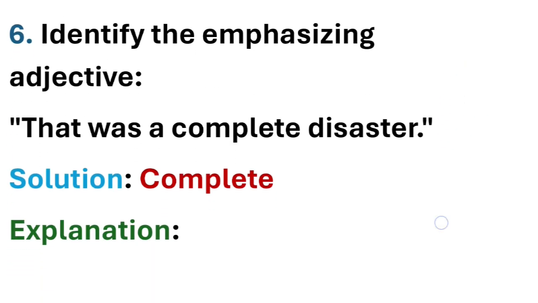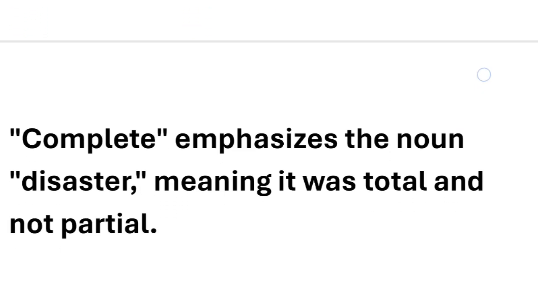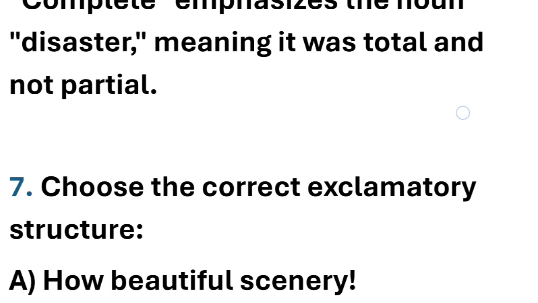Question 6 says, identify the emphasizing adjective. That was a complete disaster. So emphasizing adjective over here will be complete because it's putting pressure on the noun disaster. Complete emphasizes the noun disaster, meaning it was total or not partial.